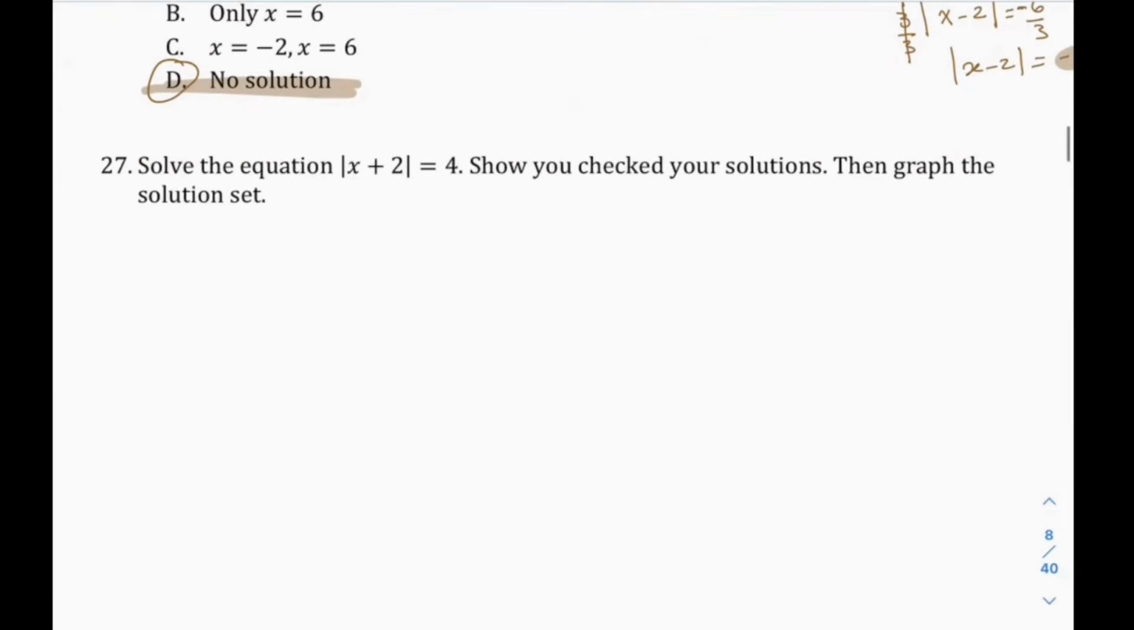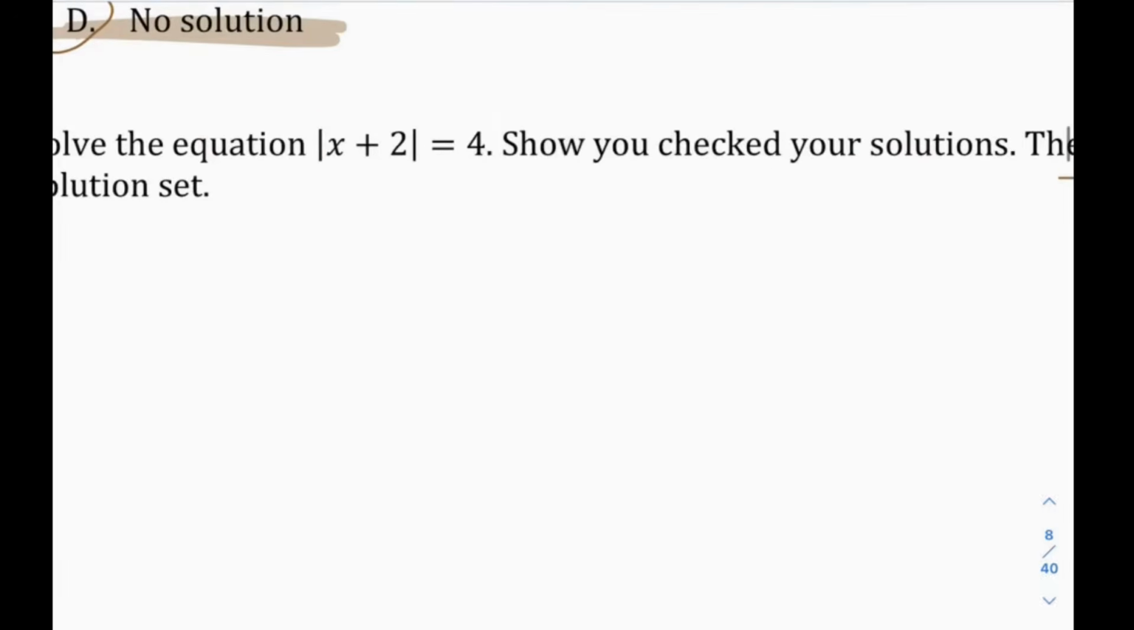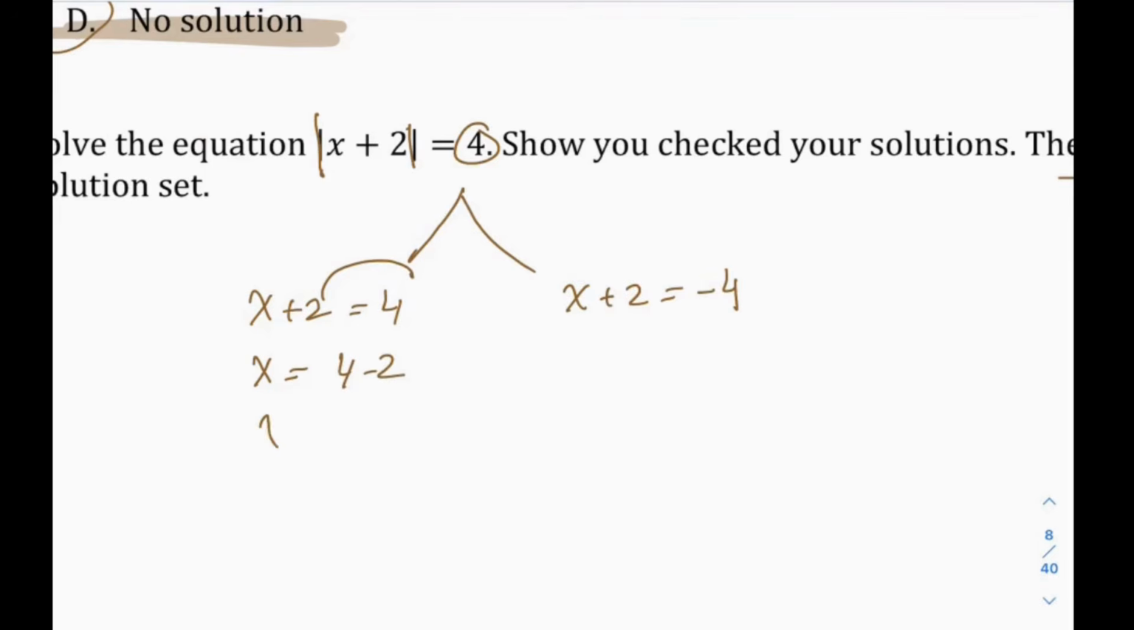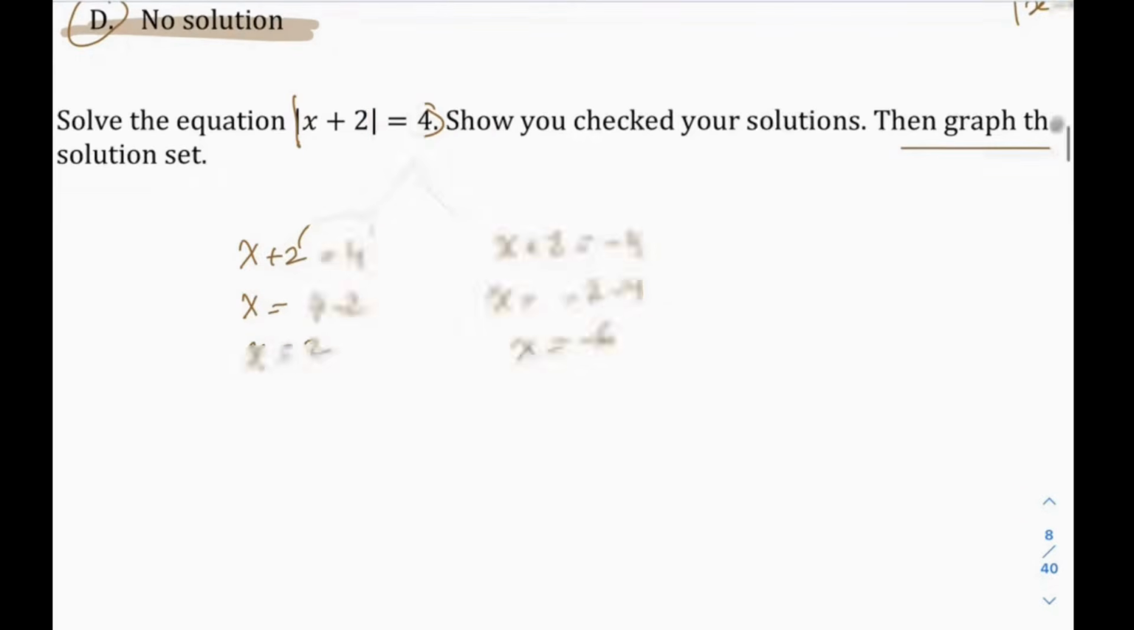Now let's solve this question. This is very similar to the one we have here, but he's asking to graph or plot the solution set. Since this one is isolated with a positive number, we will start with case 1 and case 2, one positive and one negative. Take this there, which is 2, take this here, and this will be -6. So we have two solutions, 2 and -6.